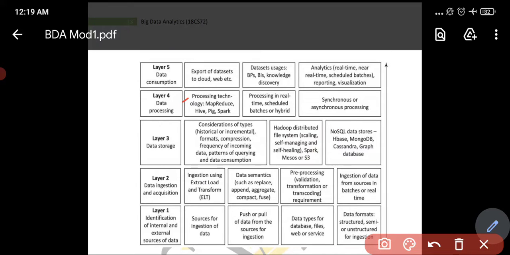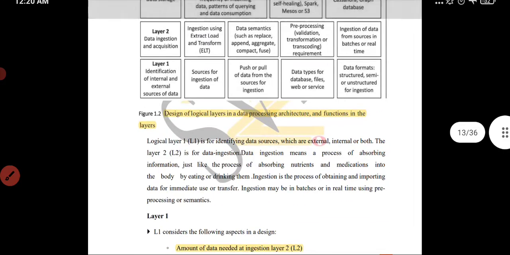And the next is data processing. For data processing techniques, MapReduce, Hive, Pig, and Spark can be used, and processing in real time should be done, asynchronous and then synchronous processing. Now we need data consumption, that is, we need to export that to the cloud or web, or you need to use it. That is export to dataset usage, or analytics, that is visualization and reporting. So this is how this architecture is designed.